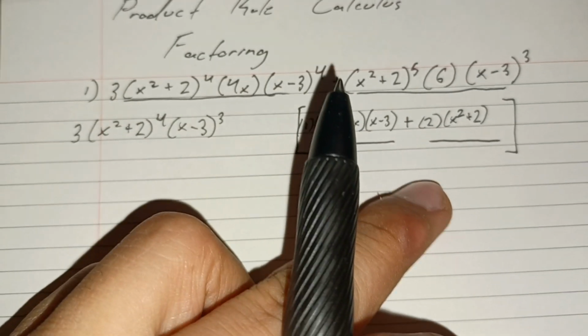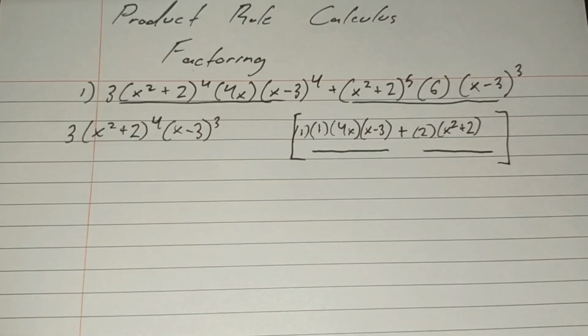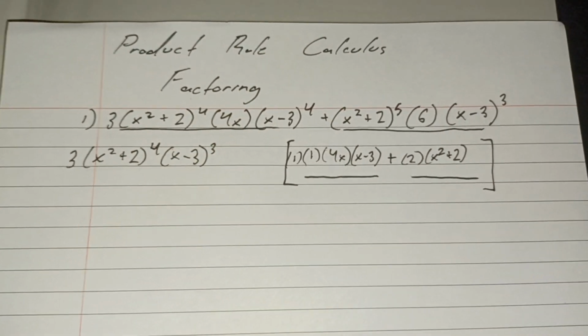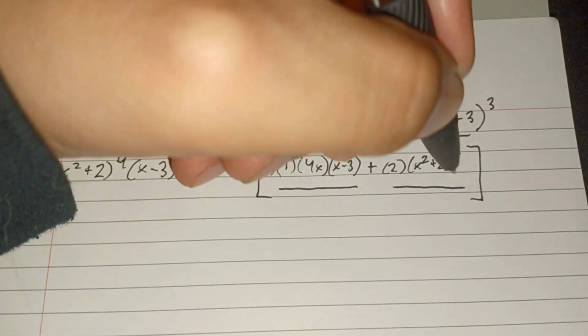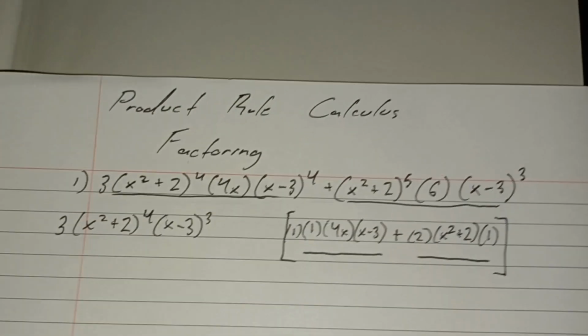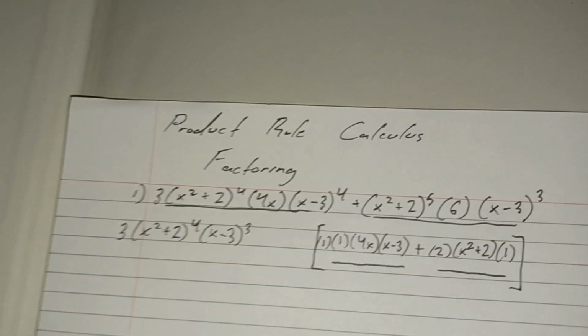Now we want to factor out an x minus 3 from this side. We factor out that one, and we're only left with 1. So I'm just going to go ahead and check my work right here.